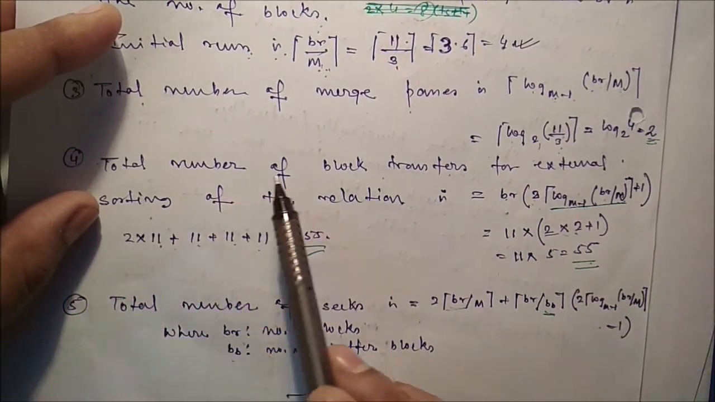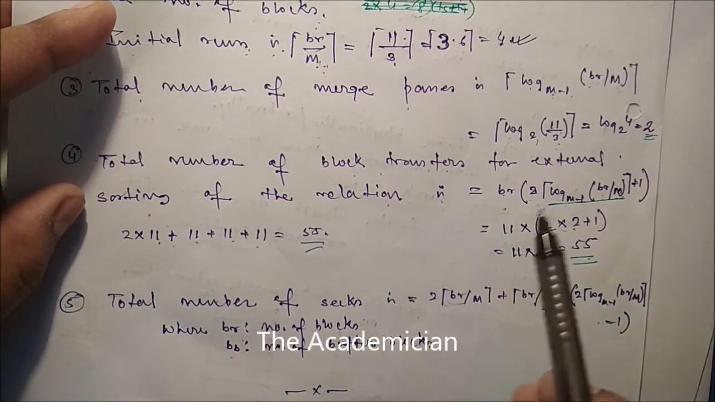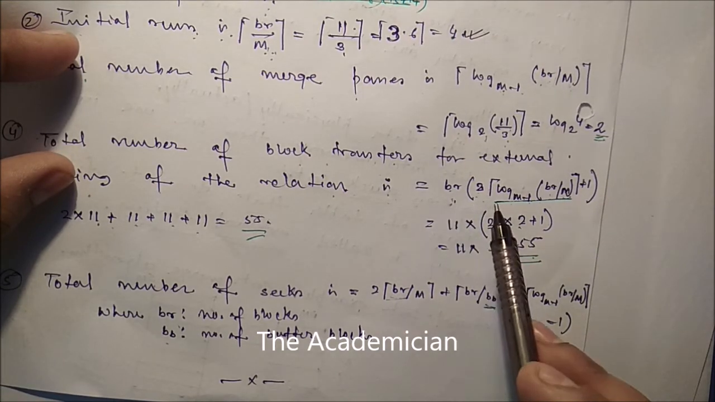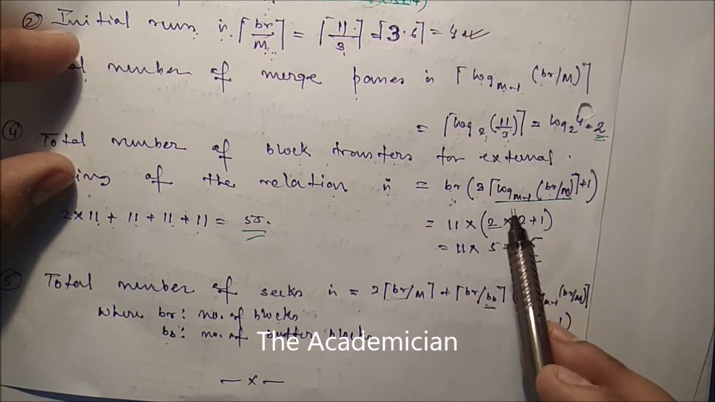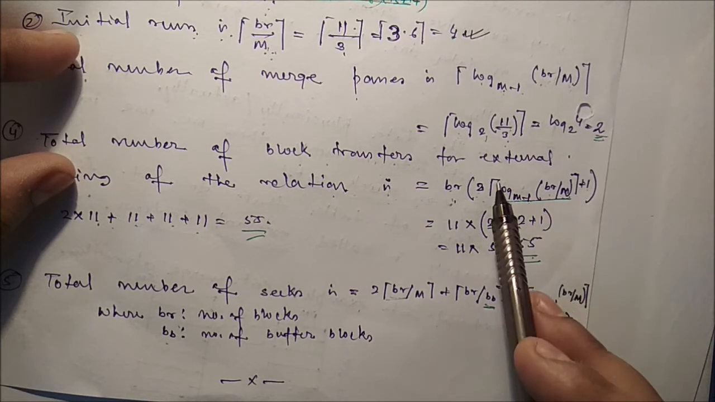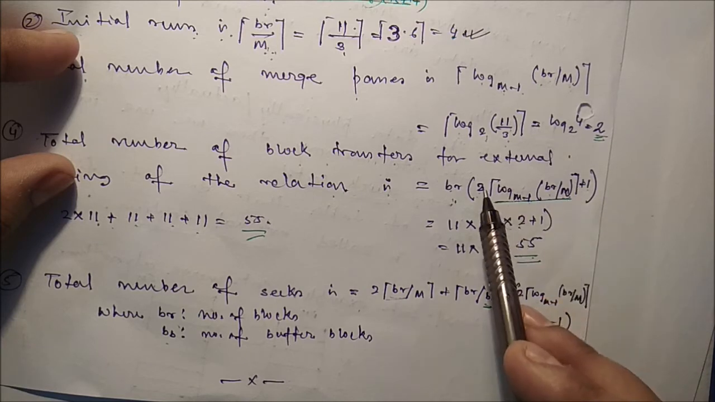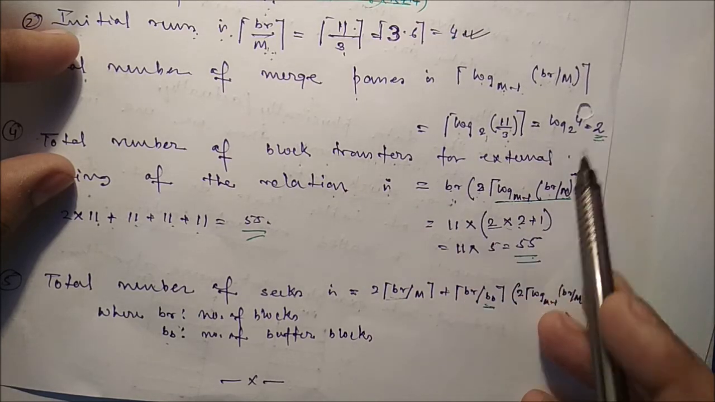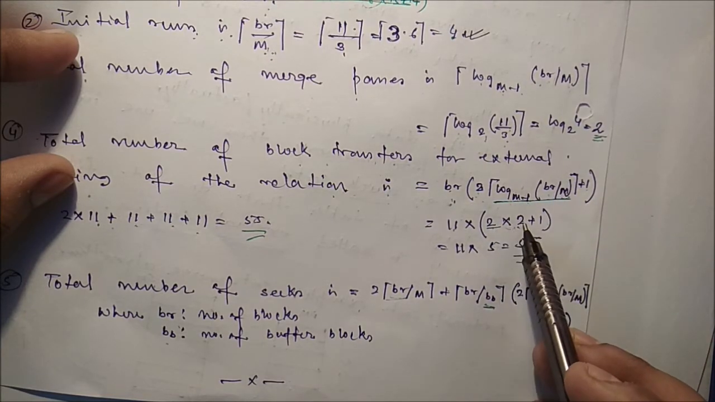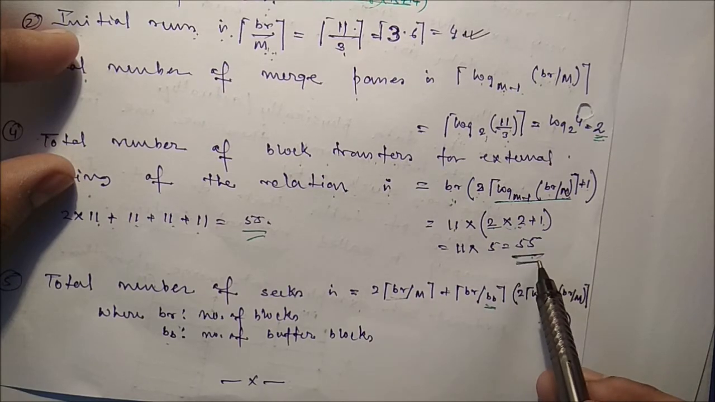Okay, next, the total number of block transfers for external sorting of the relation is what? It is BR into 2 log M minus 1 of BR by M plus 1. Here you have to take the ceiling value. So log M minus 1 of BR by M, if you take the ceiling value, the answer is 2, just as we have calculated. So 11, this value is 2. So 2 plus 2 into 2, 4, 4 plus 1, 5, 5 into 11, it is 55.